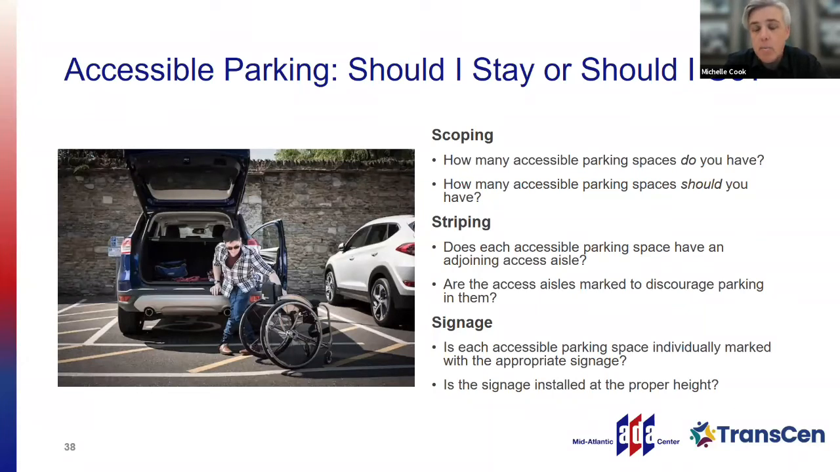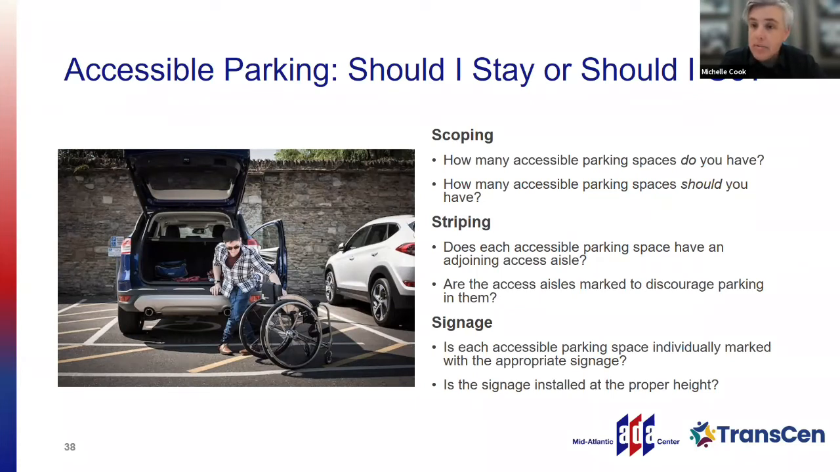And then lastly, for parking signage, is each accessible parking space individually marked with the appropriate signage? Accessible parking spaces are required to have vertical signs at the front of the parking space or other vertical signs denoting an accessible parking area. And is that signage installed at the proper height?